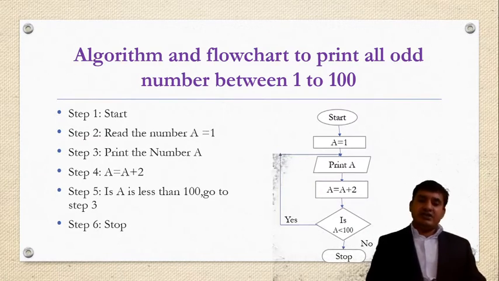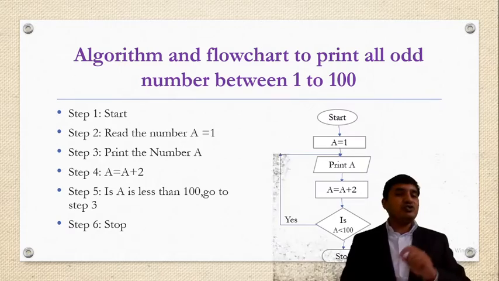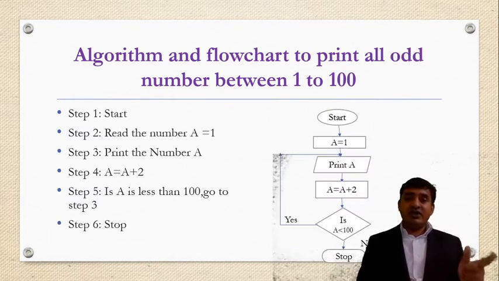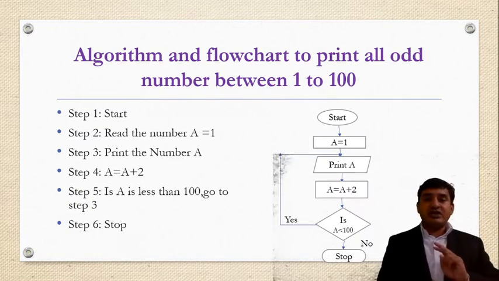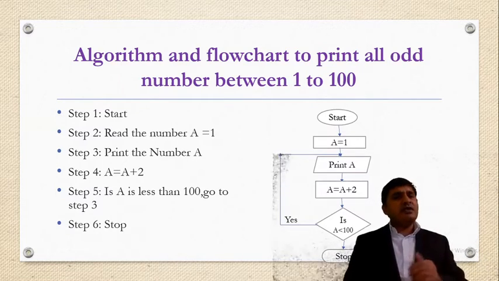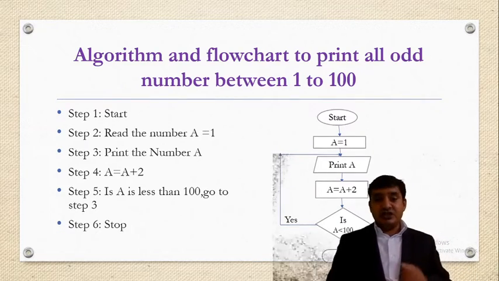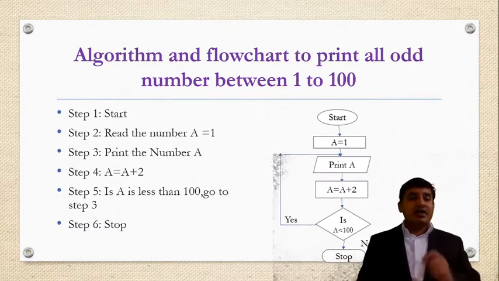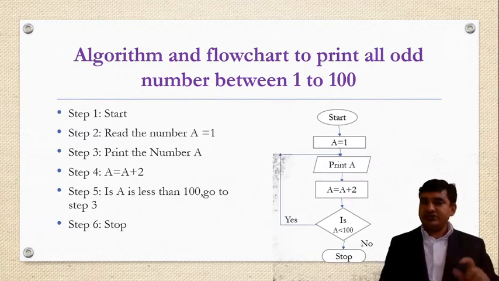Now we have to check the condition. Is a less than 100? Go to step number 3, that is, print that number. That is the second odd number. Now this process is carried out as long as a is less than 100. And when a is greater than 100, then step 6 is stop.